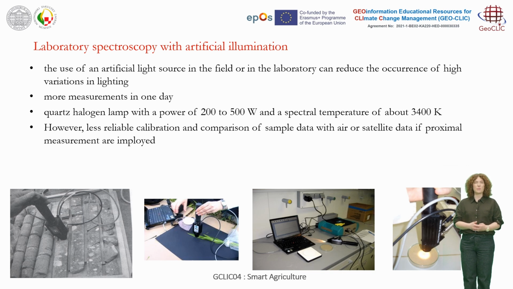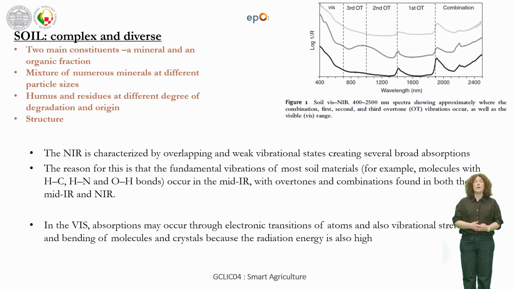However, there is less reliable calibration and comparison of sample data with satellite sources if proximal measurements are employed in a lab. Regarding the soil, it is very complex and diverse media. You know that soil has two main constituents, mineral and organic fraction, and it is a mixture of numerous minerals at different particle sizes with humus and with different structure. When we take spectral measurements of soil, there is a high multicollinearity in the data. Through the spectrum from visible to near infrared, we can find overlapping and vibrational states creating several broad absorptions.